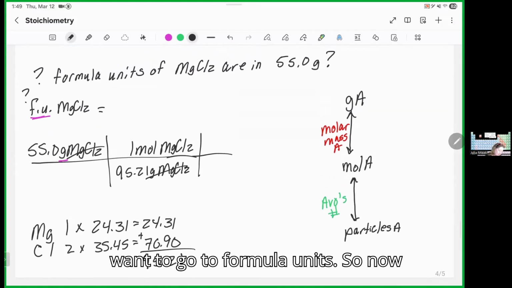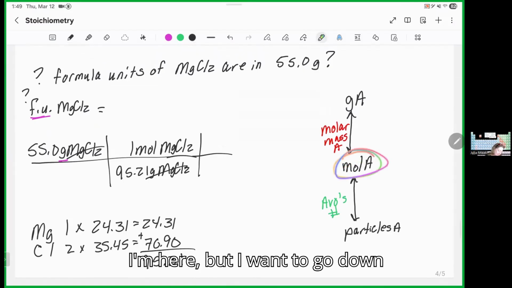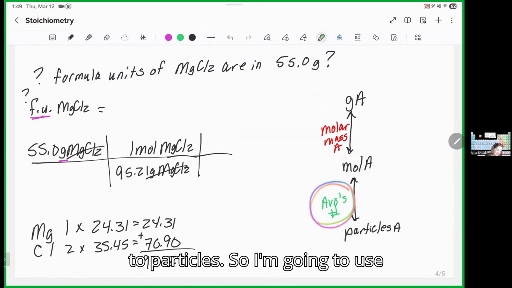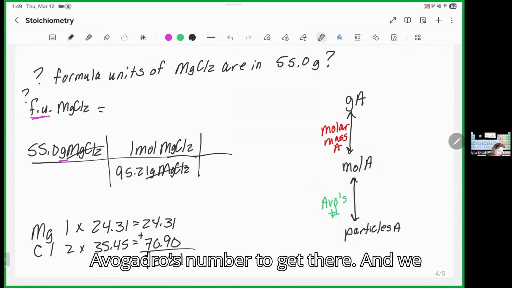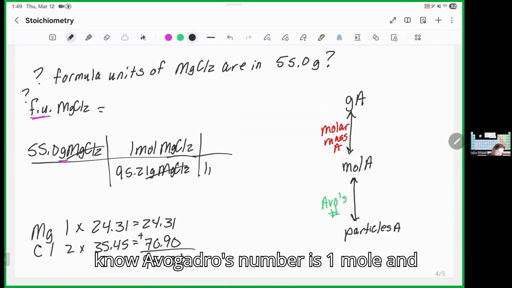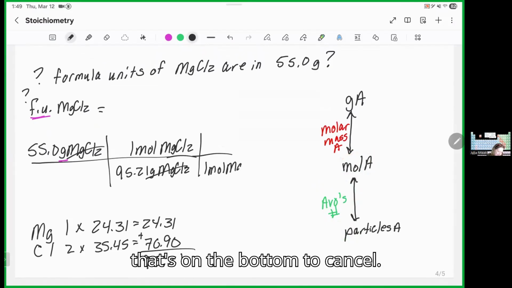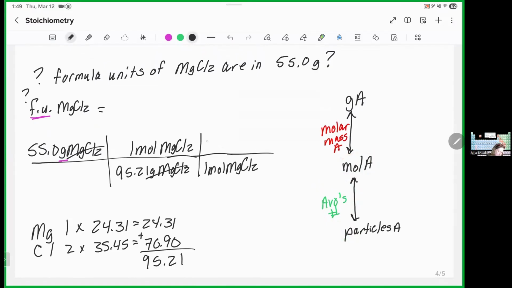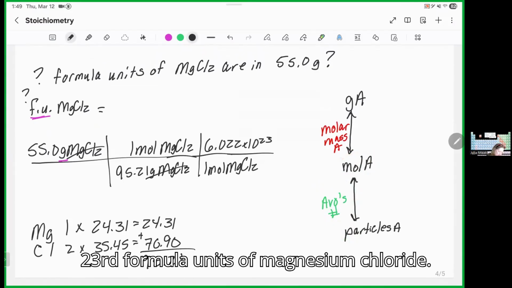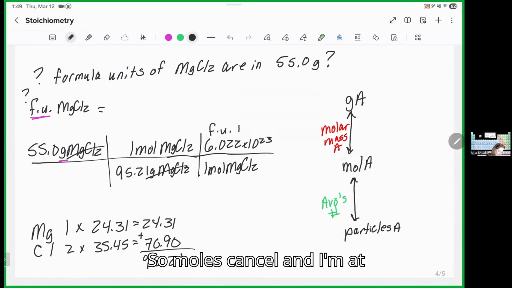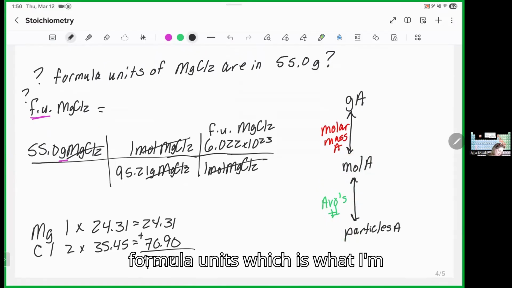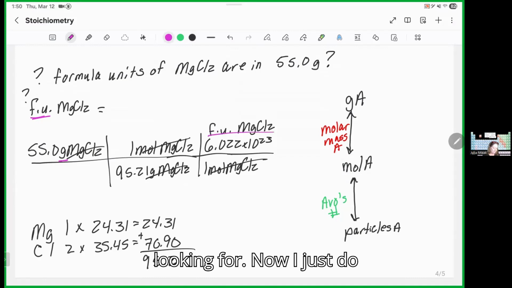I want to go to formula units. So now I'm here, but I want to go down to particles. So I'm going to use Avogadro's number to get there. We know Avogadro's number is 1 mole, and that's on the bottom to cancel, to 6.022 times 10 to the 23rd formula units of magnesium chloride. So moles cancel, and I'm at formula units, which is what I'm looking for. Now I just do that calculation.